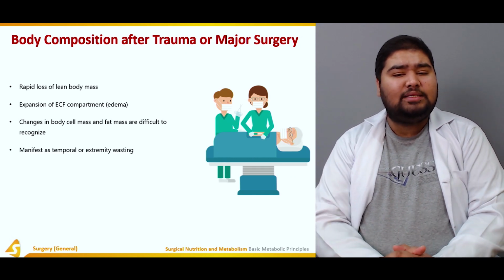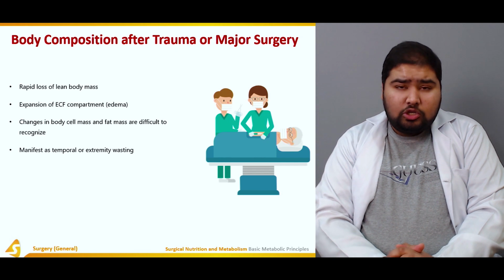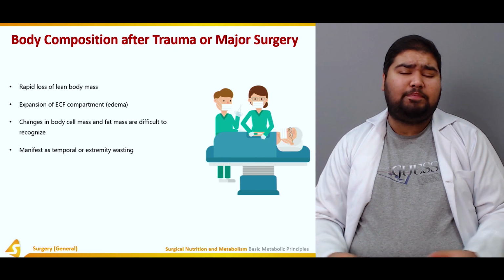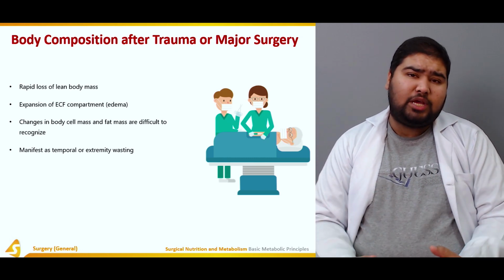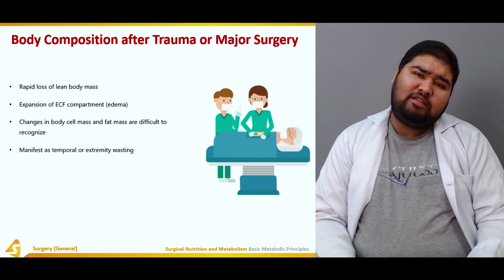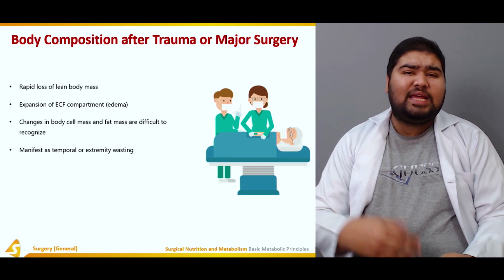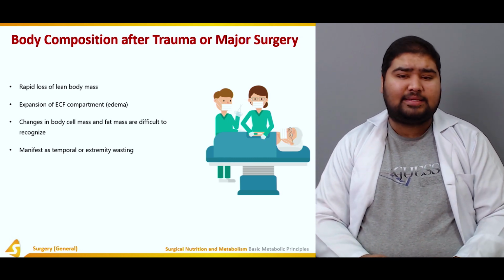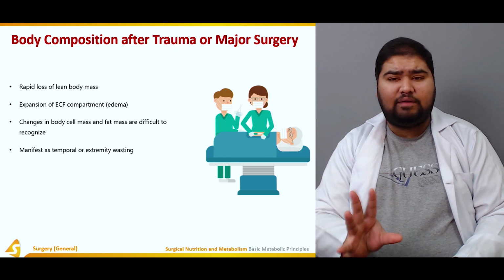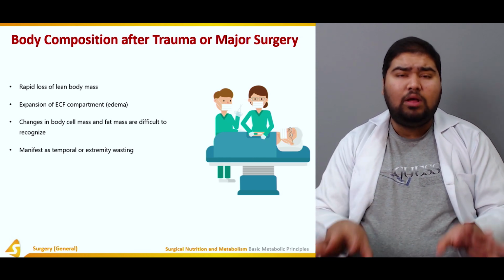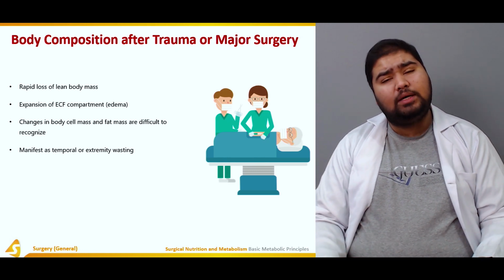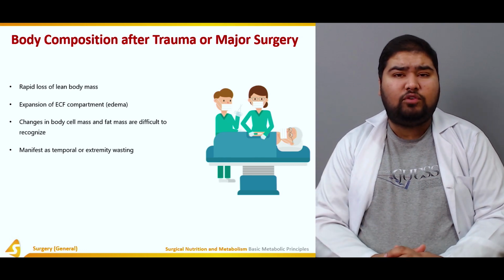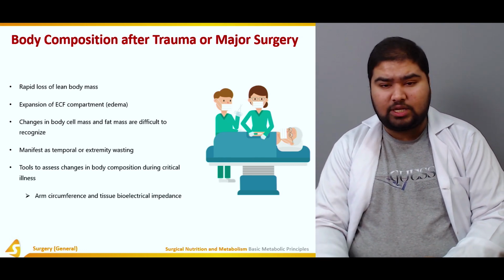They manifest as temporal or extremity wasting. So when the fats are being used, the glucose stores are being depleted, the proteins are being used, this will manifest itself as wasting of the body. So you'll see the temporal or the extremity wasting, and that will be a telltale sign that yes, the body composition is shifting after the trauma or the major surgery. Now the body is using itself to make more energy, to retain energy, for the energy that is required for the working of the body.